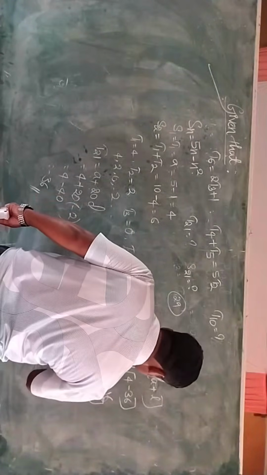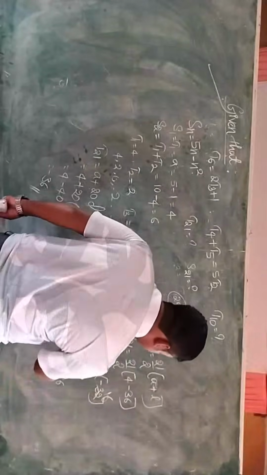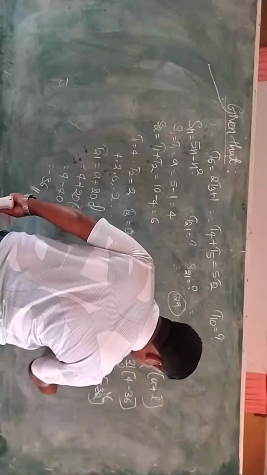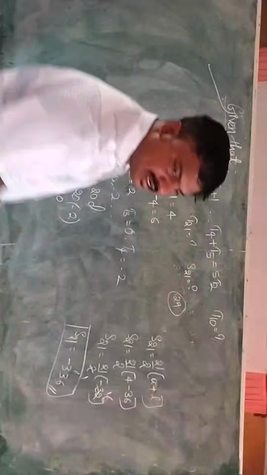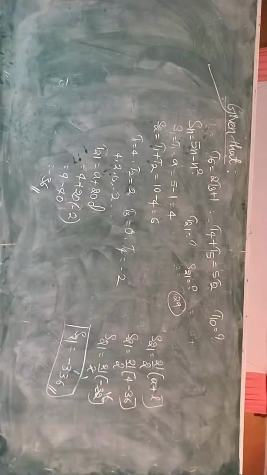16 ones are 16. 16 twos are 32, plus 130, minus 336. So the sum of the first 21 terms of the AP is minus 336. Okay, total first.